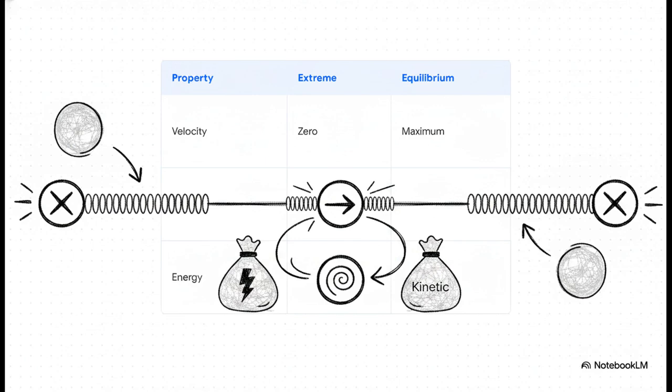Conversely, as it whips through the center equilibrium point, the force temporarily drops to zero, so acceleration drops to zero, but the object is moving at its absolute fastest, maximum velocity, pure kinetic energy. It is this constant, perfect exchange of energy.